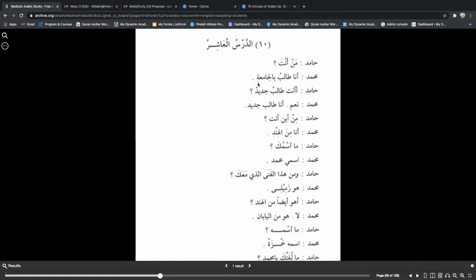And notice that the ta marbuta has a kasra. Why? Because ba is from the huruf al-jar. So this ba with a kasra makes the word that comes after it majroor. Like we say Bismillah. You notice the meem in ism gets a kasra. Bismillah. So here: أنا طالب بالجامعة.